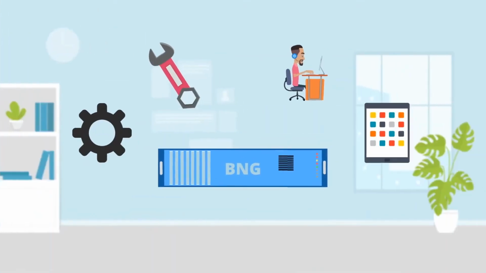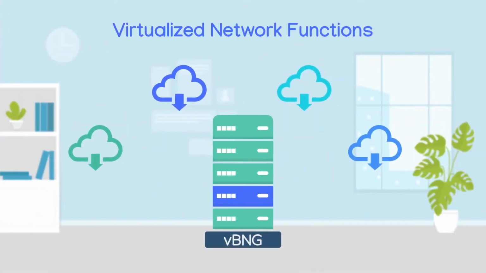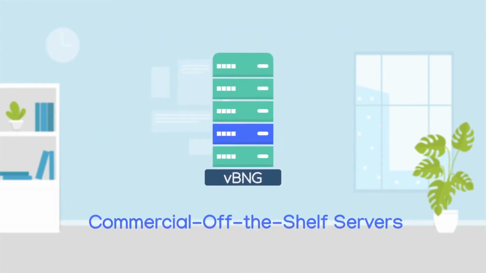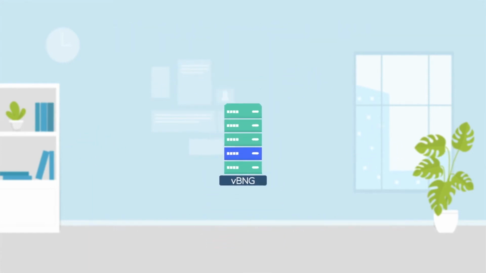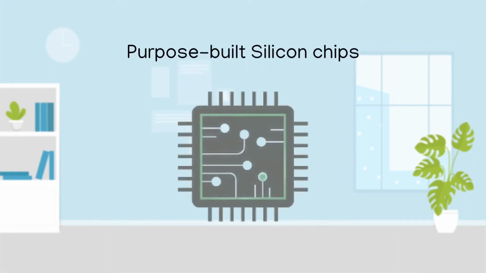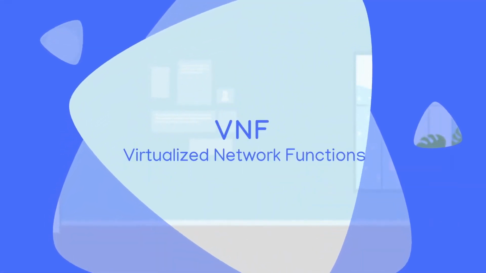While a traditional BNG uses a hardware-centric approach, virtual BNG relies on virtualized network functions, or VNFs, to perform BNG's functions, and runs on general-purpose commercial off-the-shelf hardware. Which means vBNG replaces purpose-built silicon chips used in traditional BNGs with VNFs, or virtualized network functions.